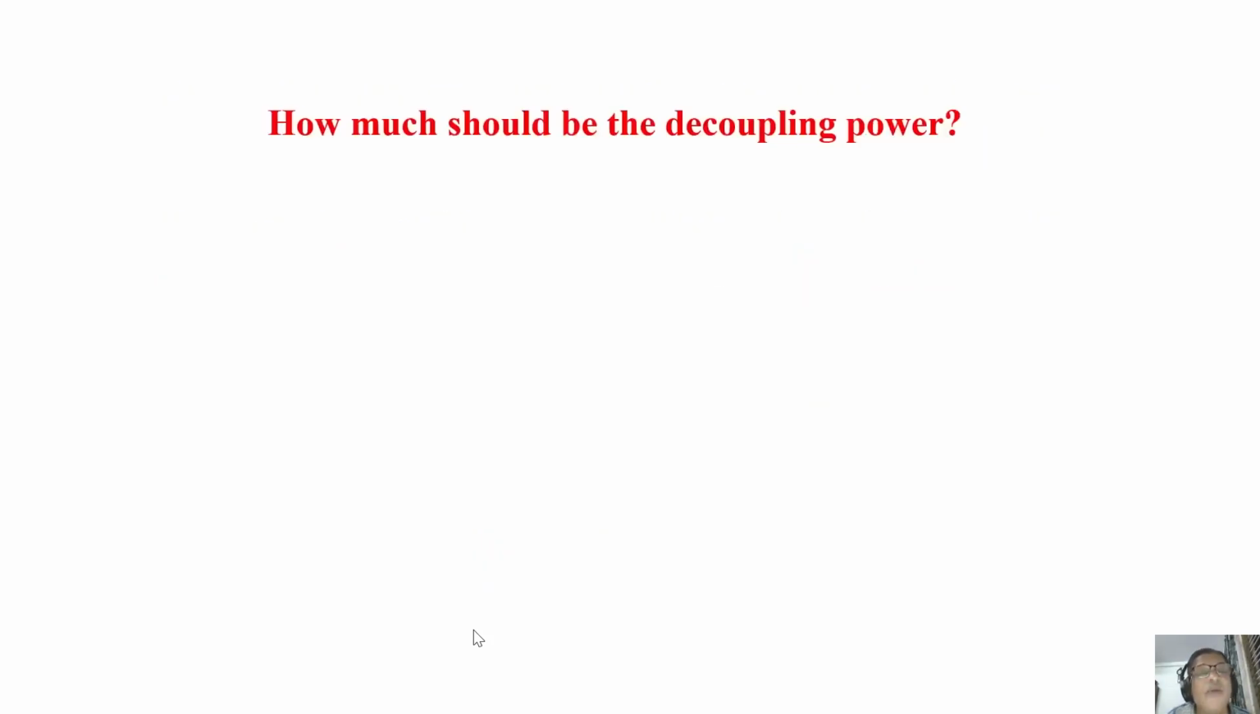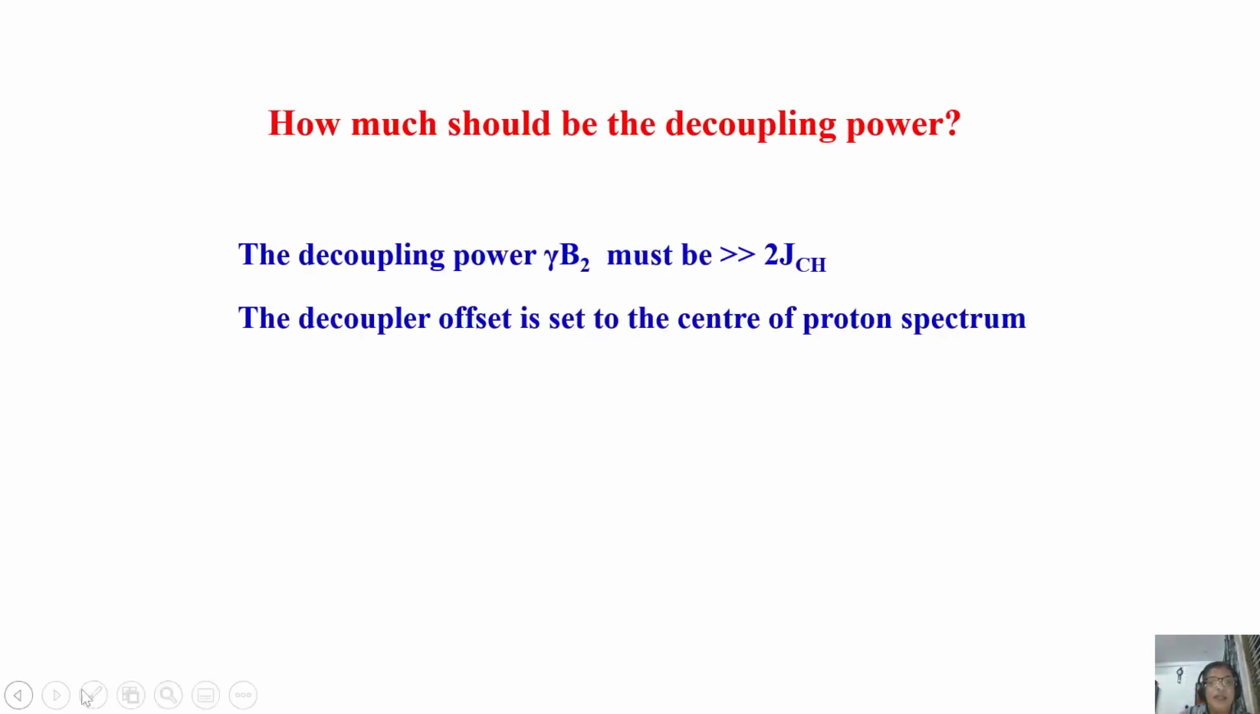The question now is, how much is the decoupling power? You have to apply the decoupling power in such a way that it should be larger than the coupling strength. What is the coupling strength? If you measure the J coupling between carbon and proton, it can be 100 hertz, about 150 hertz, 200 hertz, 250 hertz. Then which one do you choose? Choose the power such that it is larger than the largest J coupling between carbon and proton. That means automatically that power is sufficient to decouple all carbons from protons.